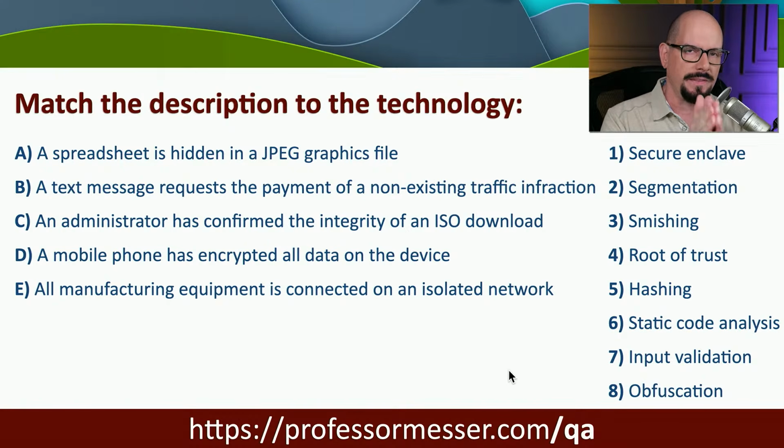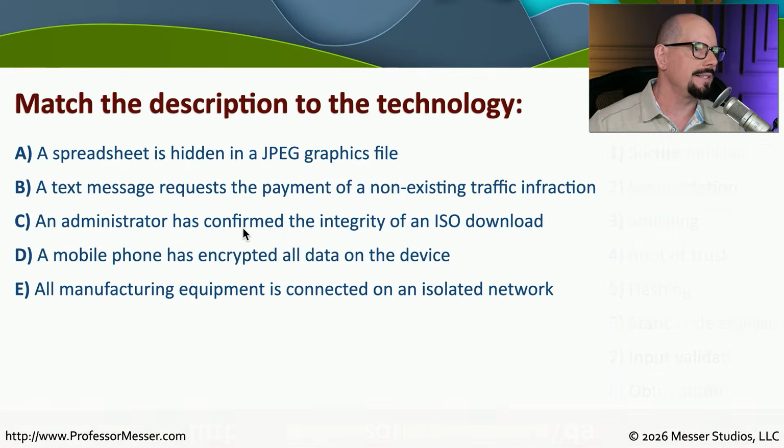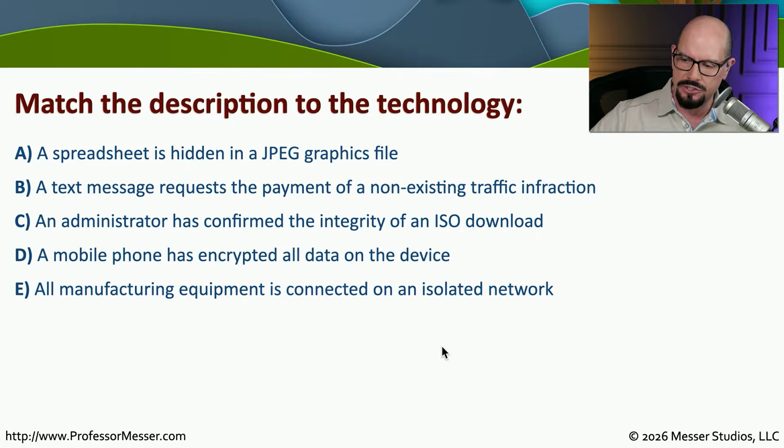Let's step through each one of these and see what I would have chosen for these. Again, the technologies are secure enclave, segmentation, smishing, root of trust, hashing, static code analysis, input validation, and obfuscation. And the descriptions are: a spreadsheet is hidden in a JPEG graphics file. A text message requests the payment of a non-existing traffic infraction. An administrator has confirmed the integrity of an ISO download. A mobile phone has encrypted all data on the device, and all manufacturing equipment is connected on an isolated network. Let's start with the one at the top.